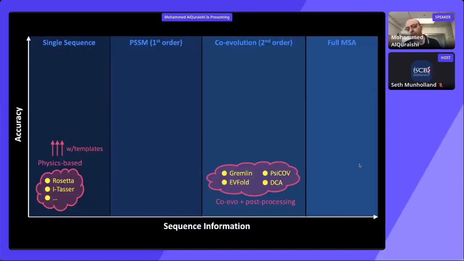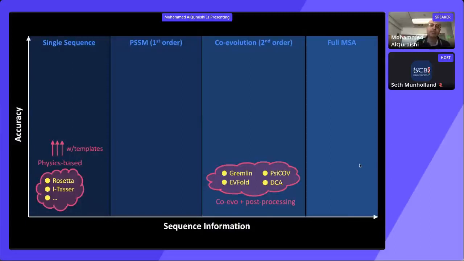So fast forwarding a little bit to the early 2010s, this idea of coevolution, which had been around for decades, finally began to work. And I'll talk about this in a moment. But the basic notion here is that you search the sequence databases, and you identify proteins that are homologous to the one of interest. You build a multiple sequence alignment out of those homologous sequences, and then you try to identify residues that appear to be co-evolving, where as one changes, the other one seems to change in concert, with the idea that this constrained coevolution is indicative of spatial proximity in 3D space.